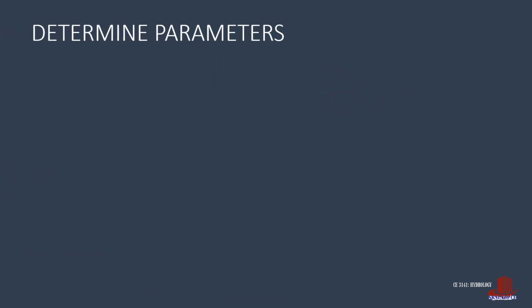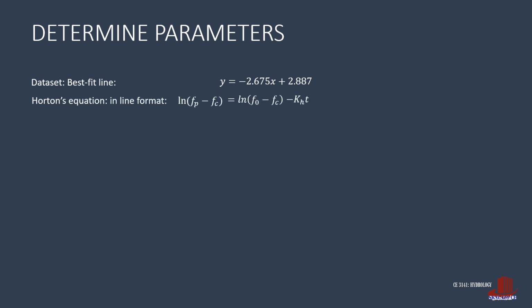Now we can align the best fit line equation of y equals negative 2.675x plus 2.887 with Horton's equation of ln of fp minus fc equals ln of f naught minus fc minus kh times t. With the same format, we can then align negative 2.675x as negative kh times t. With x as t, we get negative kh as negative 2.675, which leads us to kh as 2.675.